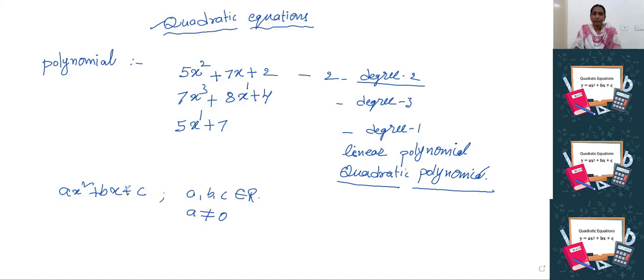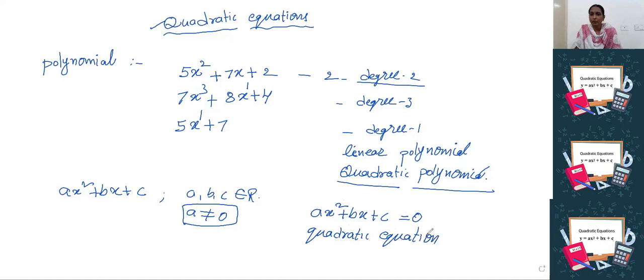Ax square plus bx plus c is called a quadratic polynomial, where a, b, c belong to the real number set, and the most important thing is a should not equal 0. If we equate this quadratic polynomial to 0, that is ax square plus bx plus c equal to 0, then this equation is called a quadratic equation.